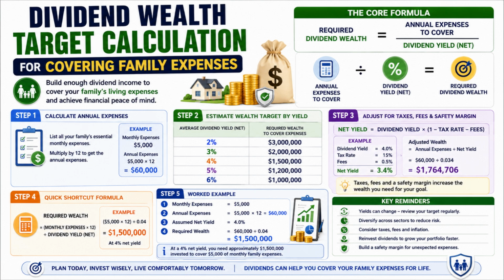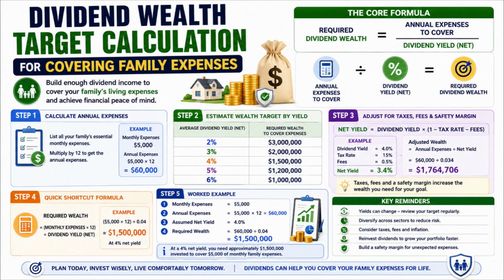In this video, we will discuss dividend wealth target calculation for covering family expenses. When your goal is to cover family expenses with dividend income, the first step is to understand how much your family needs every month for essential living costs. This may include housing, food, utilities, education, transportation, healthcare, insurance, and other important household expenses.